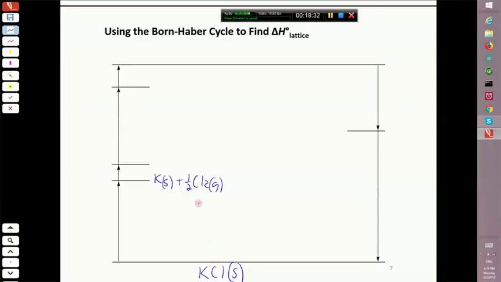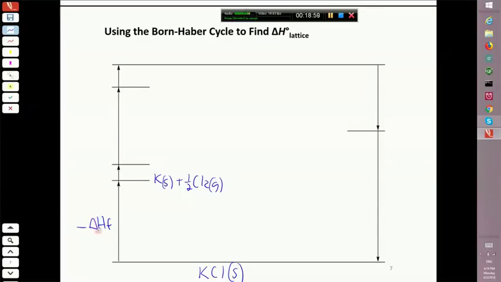And this step is related to delta H of formation, but it's the opposite of that. If we go from the compound to the elements, we're doing the opposite of the formation enthalpy, which means this term is going to be minus delta H of formation. So remember, if we flip reactants and products, we change the sign of delta H. Delta H of formation goes from elements to the compound. In this case, we're going from the compound and breaking it up into its elements. So that's why it's negative delta H of formation.